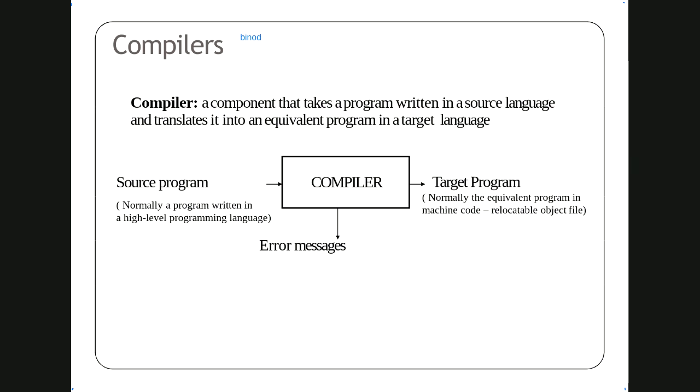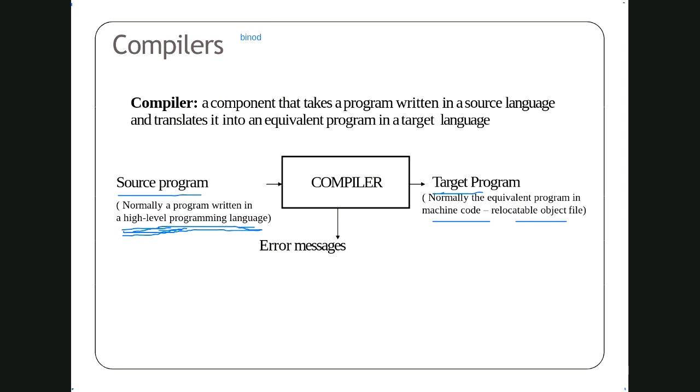Then this is your block diagram. A source program is given, the compiler takes it as input, and it produces some output as a target program, right? The source program is normally a program written in high level language, because a compiler is required so that what a person writes is converted to machine understandable form. The target program is normally equivalent to the program in machine code or relocatable object file or any other code, right?